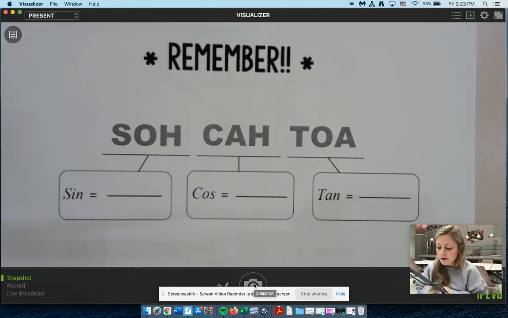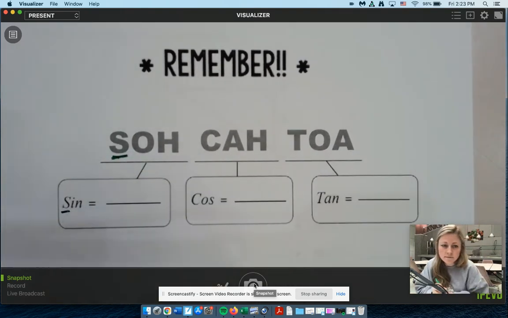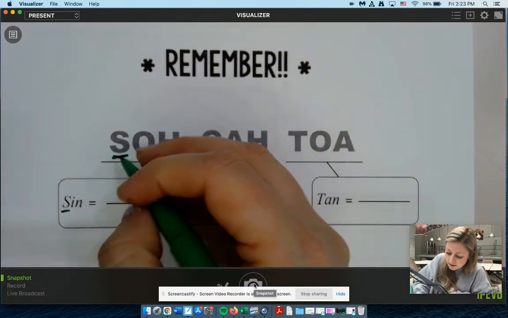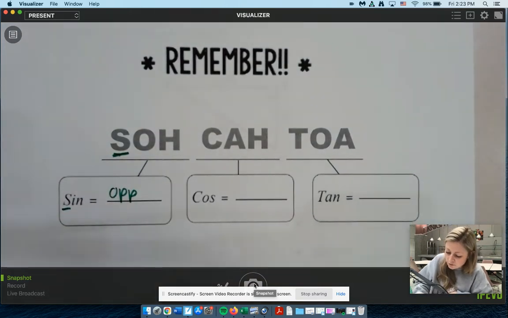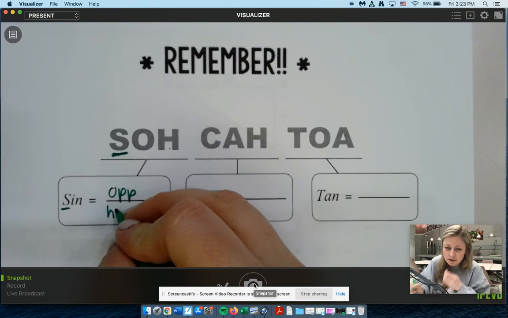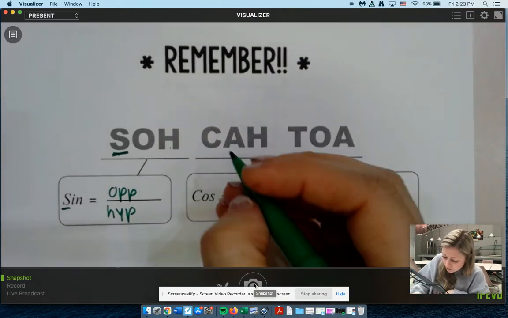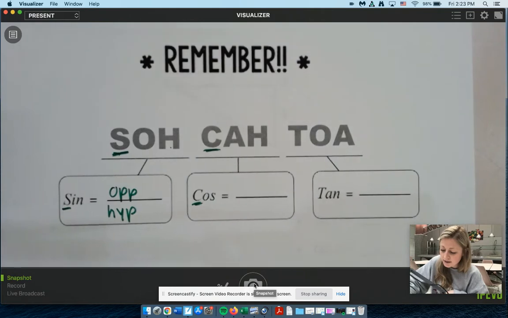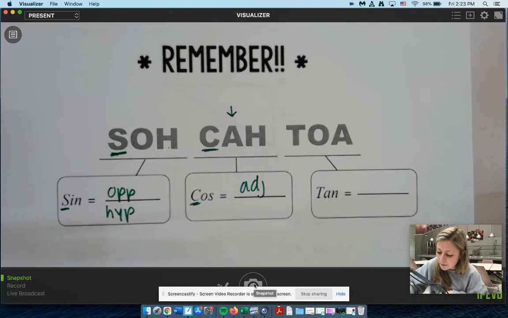Okay, now the S in SOH stands for sine. And then we know our sine ratio is our opposite, which is where the O comes from, over the hypotenuse, which is why we have that H there. So opposite over hypotenuse. Does that kind of make sense? So then our cosine, that's why we have a C for the CA in cosine, is our adjacent, because it's an A, our adjacent leg over our hypotenuse.